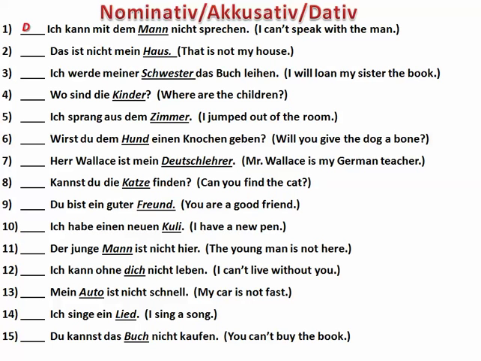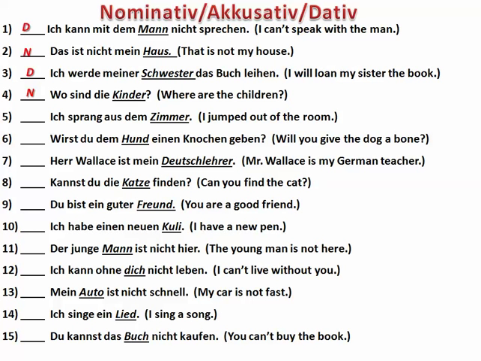Das ist nicht mein Haus. This is the nominative. In English, we would refer to it as the predicate nominative. Ich werde meiner Schwester das Buch leihen. So here, you're loaning the book to who? My sister. That's the indirect object, so therefore dative. Wo sind die Kinder? Here we have it after a conjugation of sein, in this case sind. So this makes a nominative case for the Kinder.